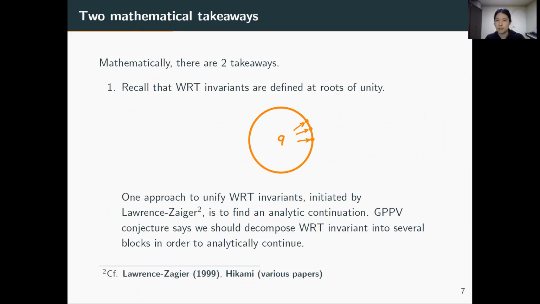From a mathematical point of view, I think there are at least two takeaways from this conjecture. The first is that the WRT invariants, well, recall that WRT invariants are defined at roots of unity. So in this figure, if this is the unit disk, then along this unit circle, at all the roots of unity, there's an associated WRT invariant.